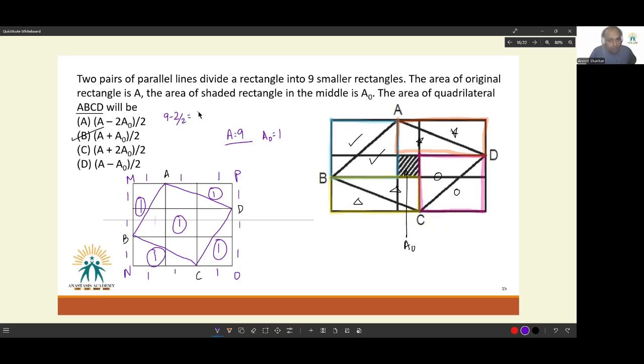Does it lead me to 5? No. Is this equal to 5? No. A plus AO by 2, 9 plus 1 by 2. Is this equal to 5? Very much so. A plus 2AO by 2 leads me to 9 plus 2 by 2. This is equal to 5.5. No. And A minus AO, this is 8 by 2. This is equal to 4. No. The only acceptable answer choice will then be B.